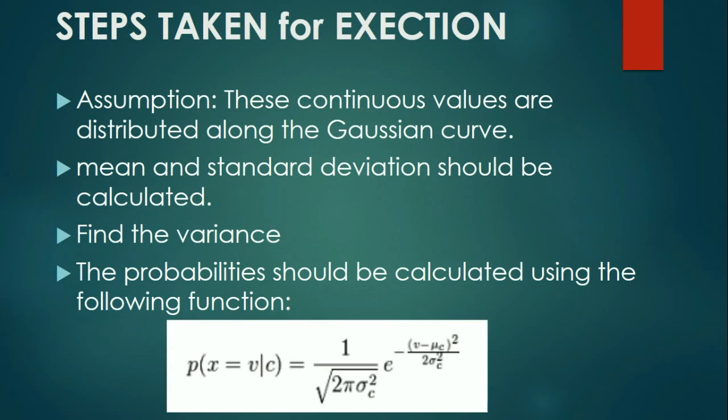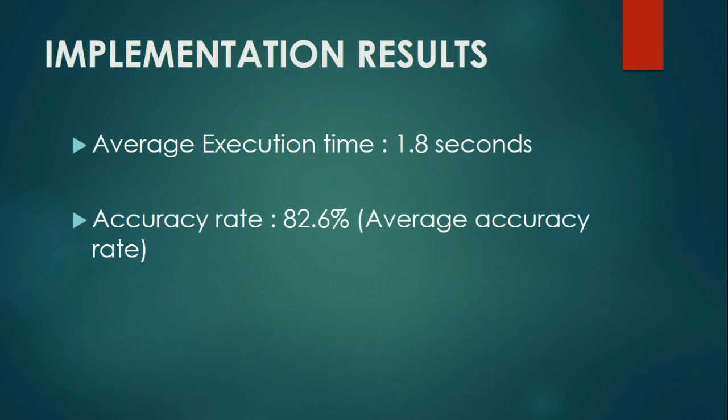Steps taken for execution. For Naive-Bayes theorem, the first assumption we make is these continuous values are distributed along the Gaussian curve. Then we calculate the mean and standard deviations, find the variance, and according to the formula, which is 1 divided by square root of 2 pi sigma square, the whole probability gives out whether it is a spam or not.